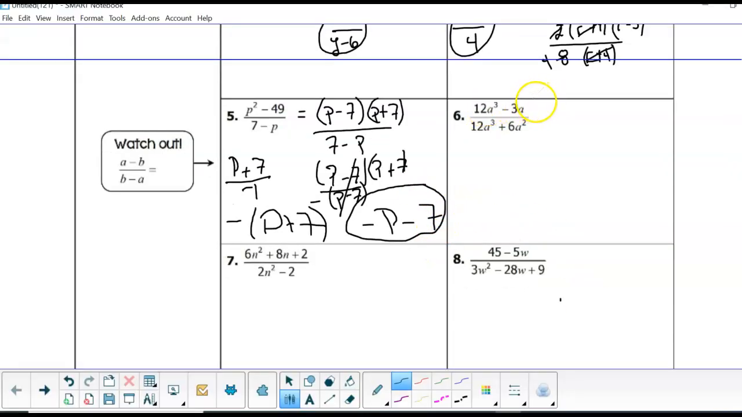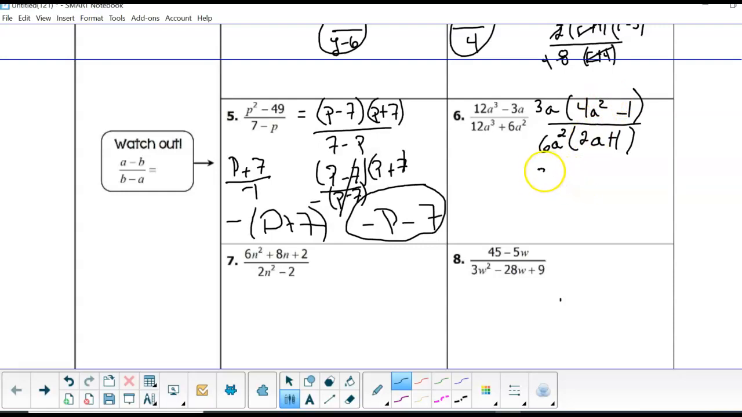3a up here, so 3a comes out. So 3a, and then inside the parentheses I'm left with 4a squared minus 1. Denominator, I have a 6a squared that comes out. And I'm left with 2a plus 1. Okay, I can factor this further because it's a perfect square minus a perfect square. So that's going to be 2a plus 1 and 2a minus 1.